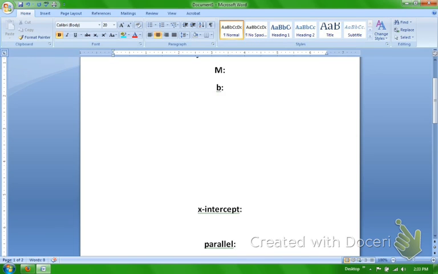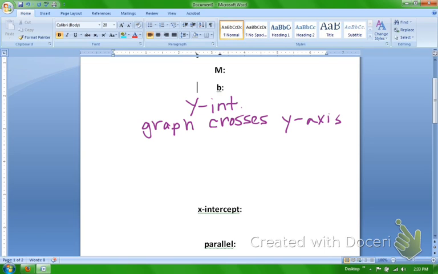The next thing we want to be able to identify is the b value, or the y-intercept. And the y-intercept is where the graph crosses the y-axis. Just like you can intercept a football pass, the graph can intercept the axis, and it is the y-axis. The point looks like (0, y). That's where your b value will be. You can move this up or down. That's going to change some other things.